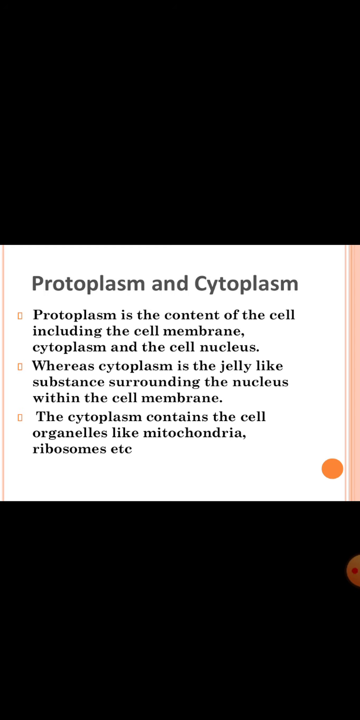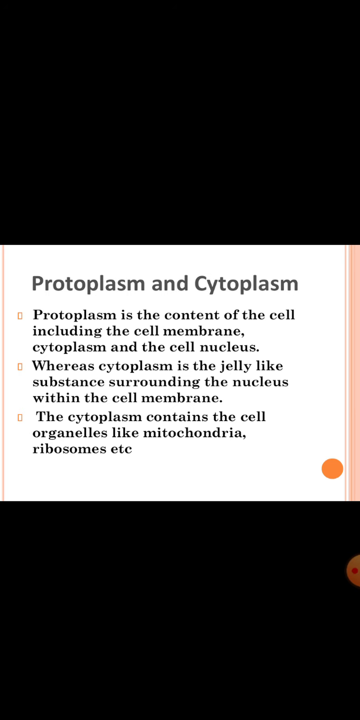Next, protoplasm and cytoplasm. First of all, what is protoplasm? The living substance of the cell bound by the plasma membrane is called protoplasm. Clear? It means we can say that protoplasm is the content of the cell, including the cell membrane, cytoplasm and cell nucleus. Whereas the cytoplasm is the jelly-like substance surrounding the nucleus within the cell membrane and contains the cell organelles such as mitochondria, ribosome, lysosome, endoplasmic reticulum, Golgi body and many more.